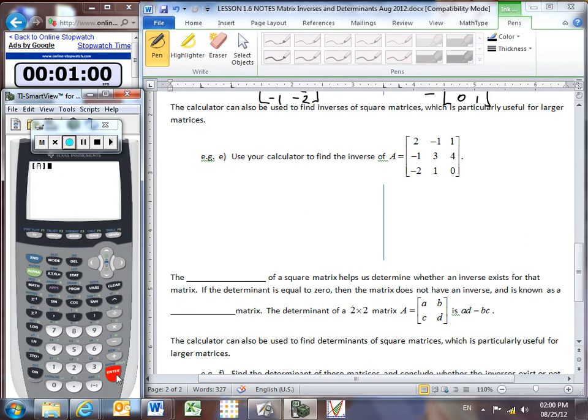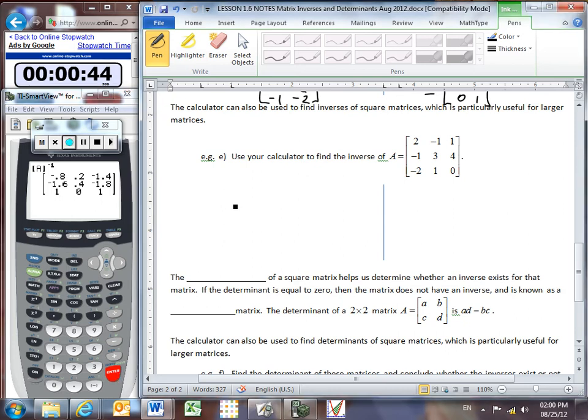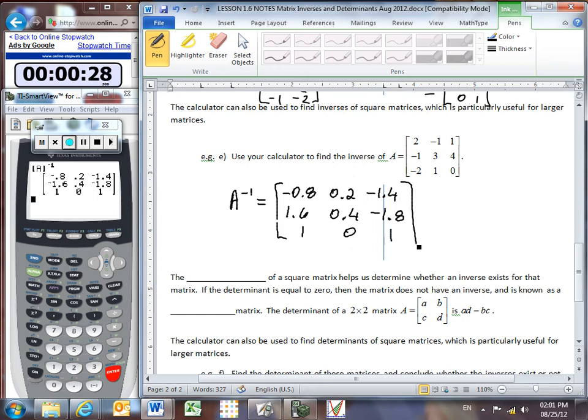And I want to find the inverse of it. So here's the x to the negative 1 button. It's the same one we were using for matrix, but I just won't press second function first. There's my inverse. Hit enter. And there's our inverse. Thanks to the calculator, we can immediately conclude that A inverse is equal to negative 0.8, 0.2, negative 1.4, 1.6, 0.4, negative 1.8, and 1, 0, 1.